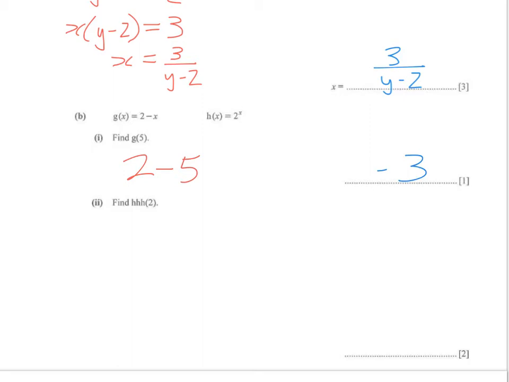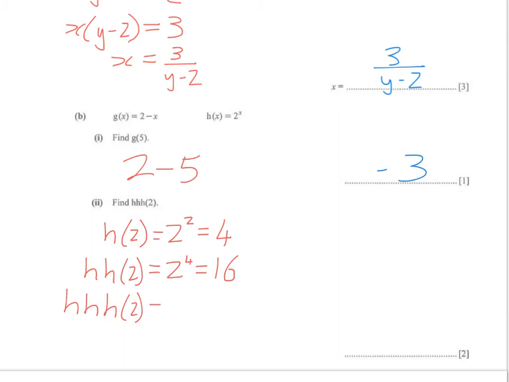h of 2. Okay, that means I'm taking my 2 and plugging it into h. I'll actually write this down as I do it. So h of 2 would give me 2 to the power of 2, which is 4. Now if I do that again, hh of 2 means I'm going to take my answer to h of 2 and then plug it into h again, so it'd be 2 to the power of 4. So that gives me 2 times 2 times 2 times 2, that's 16, which leads us to a much more complicated one.